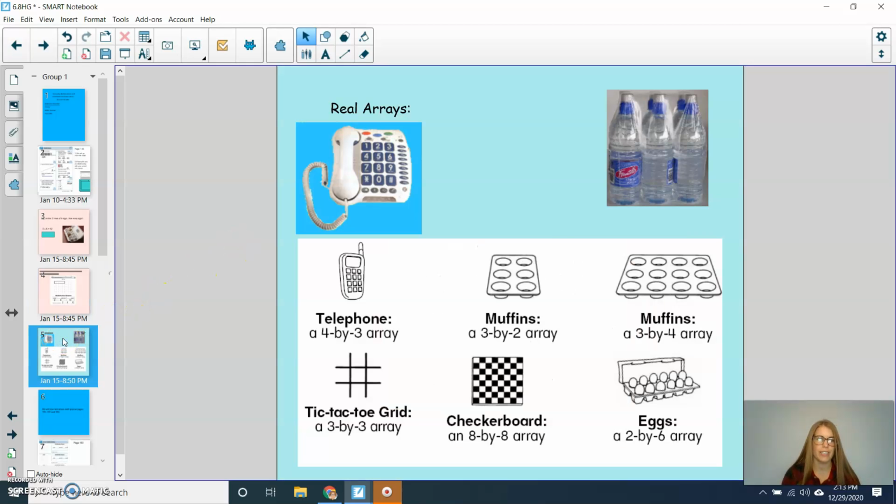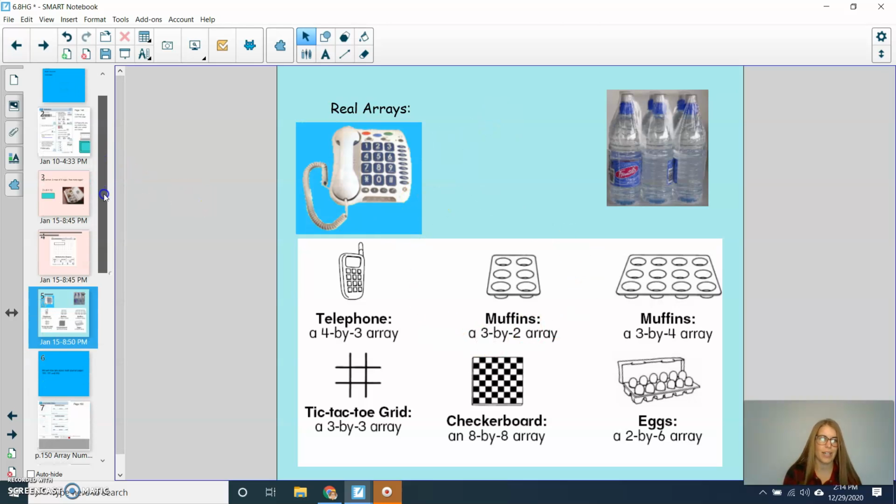So we see arrays kind of all over the place. You can see them with buttons on a telephone. You can see them with muffin tins, maybe a 3 by 2 or a 3 by 4 array. A tic-tac-toe grid is like an array. A checkerboard is an array. Egg cartons, a case of water. So we see arrays all over.